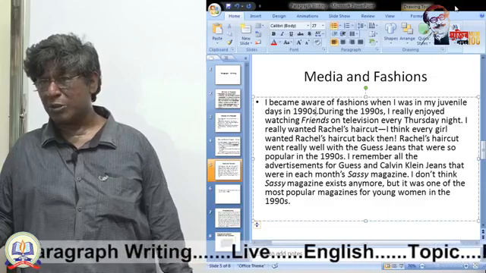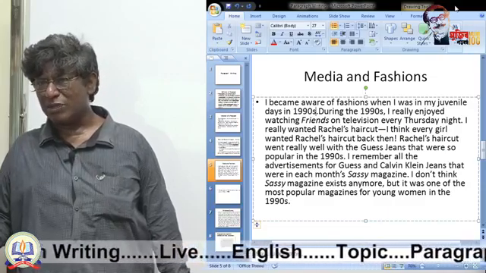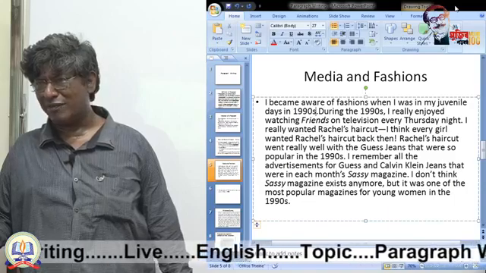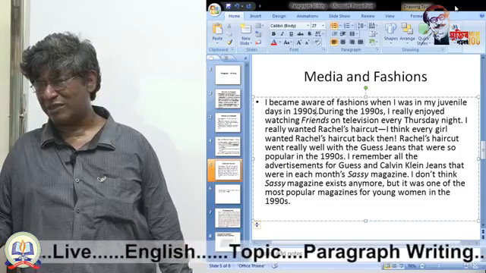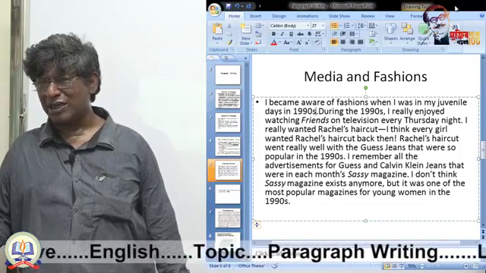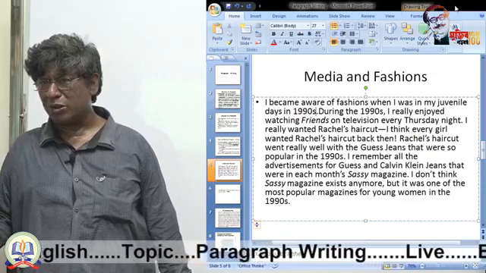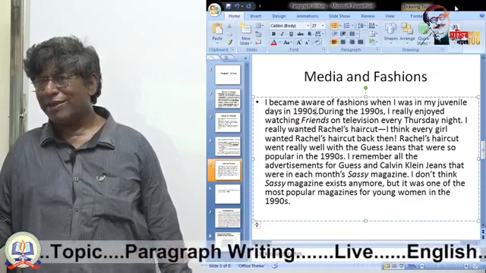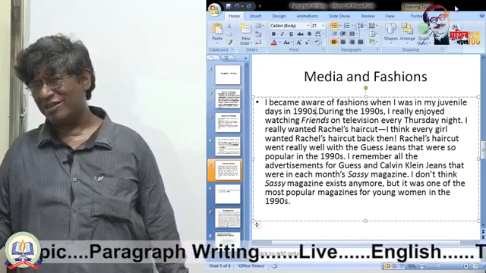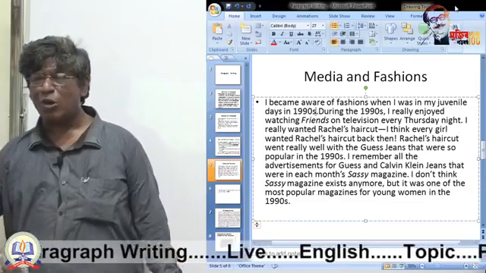jeans that were so popular in the 1990s. I remember all the advertisements for Guess and Calvin Klein jeans that were in each month's Sassy magazine. I don't think Sassy magazine exists anymore, but it was one of the most popular magazines for young women in the 1990s.